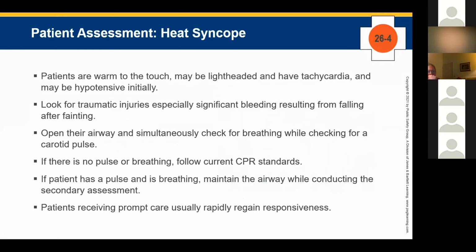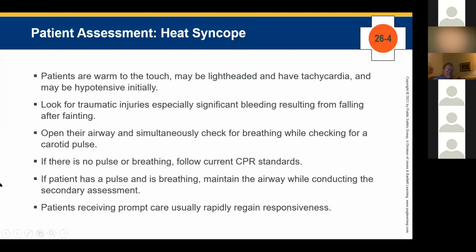So what is the third one? Why would you open their airway? Anyone? If they pass out, their tongue could occlude the airway potentially. Right.